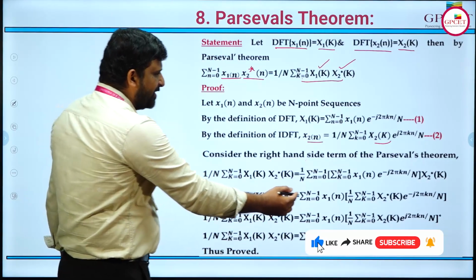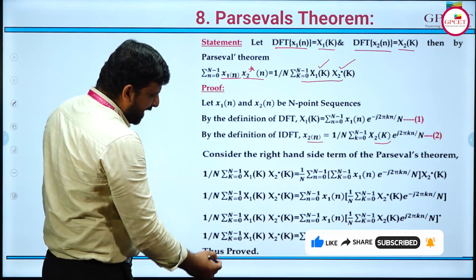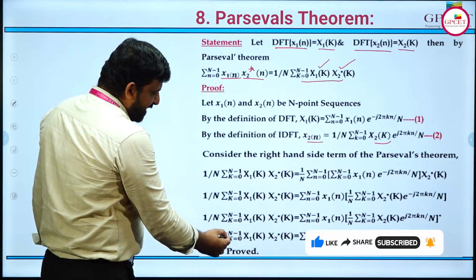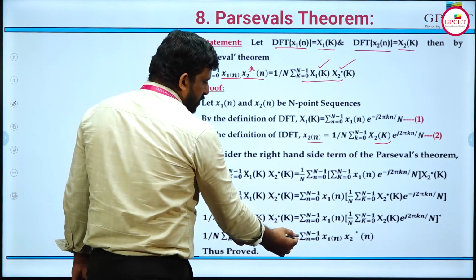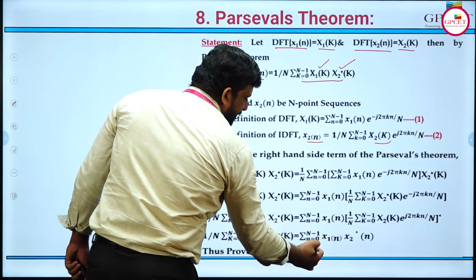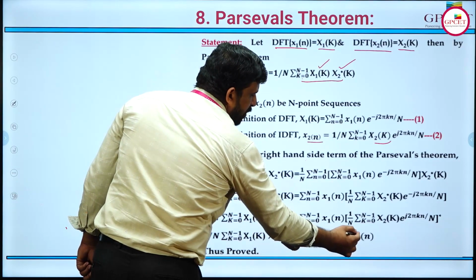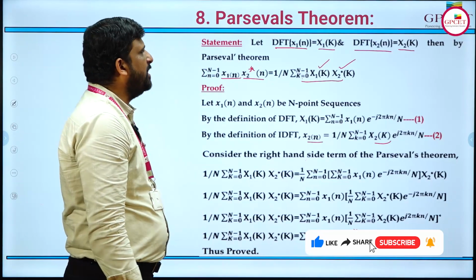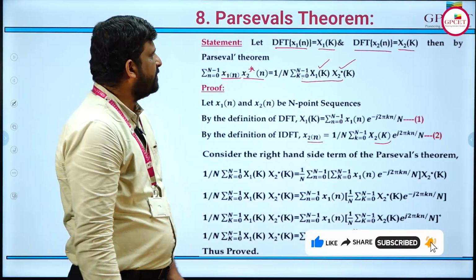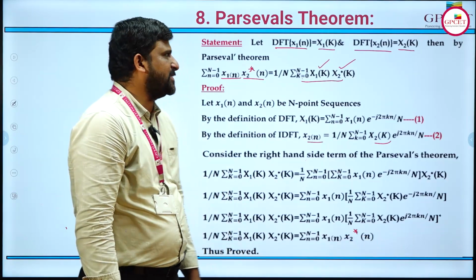After doing the simple mathematical considerations, what am I going to get? 1 by N summation k equal to 0 to N minus 1 x1 of k into x2 conjugate of k is equal to summation n equal to 0 to N minus 1 x1 of n into x2 complex conjugate of n. So this is the simple Parseval's theorem. These are some of the different properties of the discrete Fourier transform.